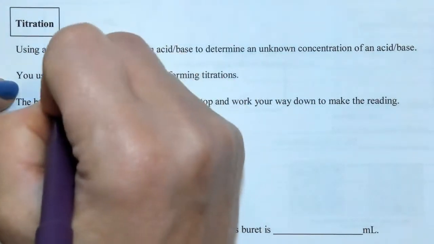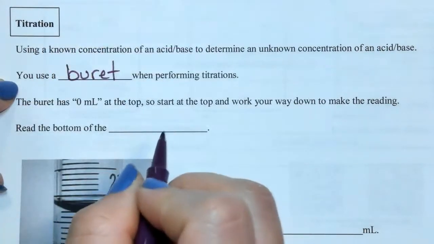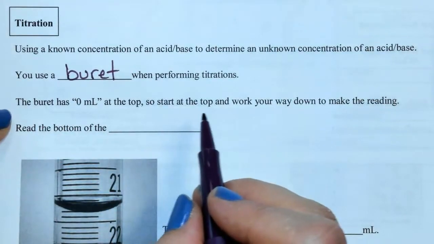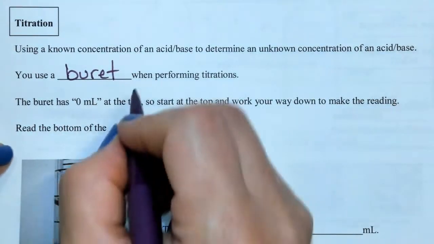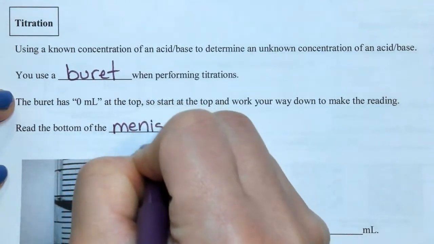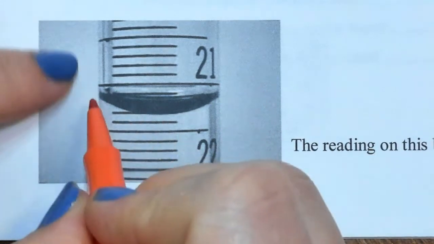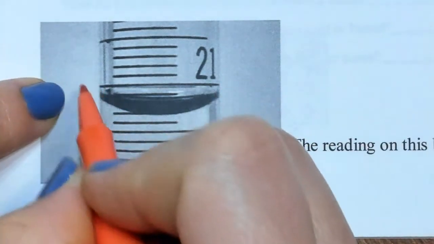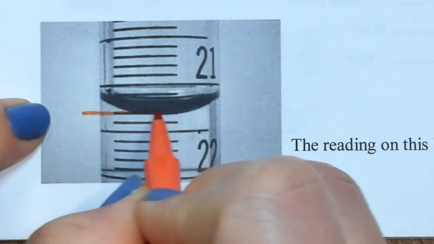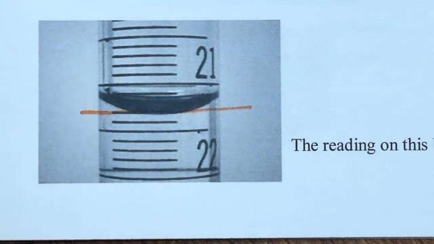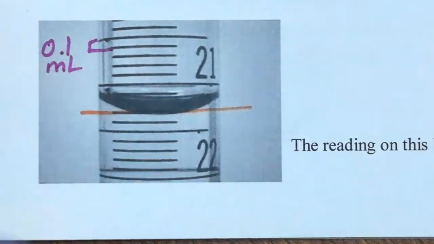So you use a burette when performing titrations. The burette is 0 milliliters at the top, and so we start at the top and work our way down when we read it, and you want to read the bottom of the meniscus. Here's an example of a burette, and the meniscus is the bottom of the dip or curve in the liquid, and so we want to read this point on the burette. It's important to note that each one of these is about exactly 0.1 milliliters.